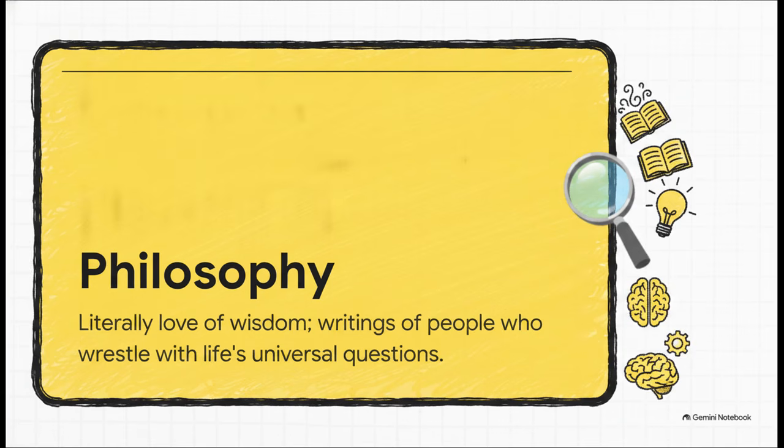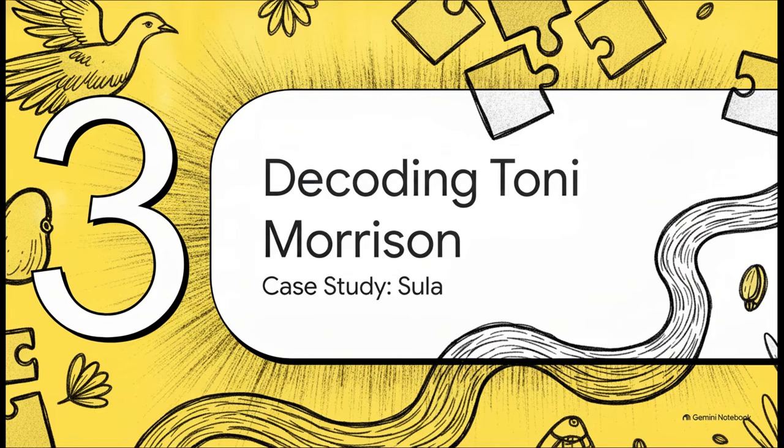But Chapter 9 reminds us of something super important. You do not need to be a philosophical expert to grasp these passages. Not at all. All the information you need is right there, explicitly stated in the text. You just have to rely on the facts, use your context clues, and make logical inferences. Section 3. Decoding Toni Morrison.